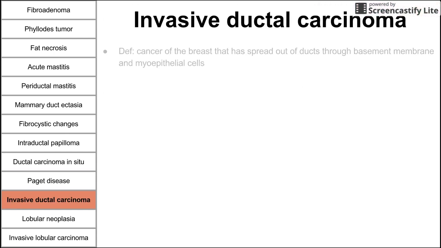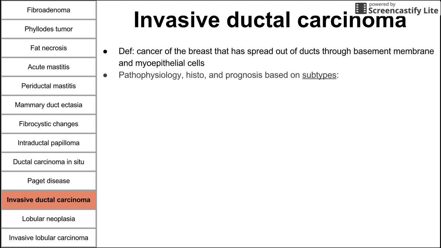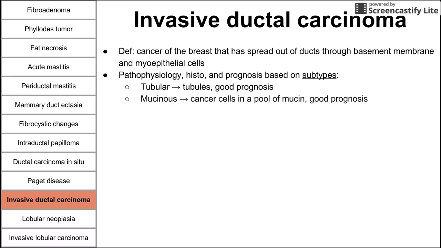Next disease is invasive ductal carcinoma. This is a cancer of the breast that has spread out of the ducts through the basement membrane and myoepithelial cells. So this is like a DCIS that has spread through the basement membrane. Pathophysiology, histology, and prognosis are all based on the subtypes of IDC. There's a tubular subtype that has a pretty good prognosis.